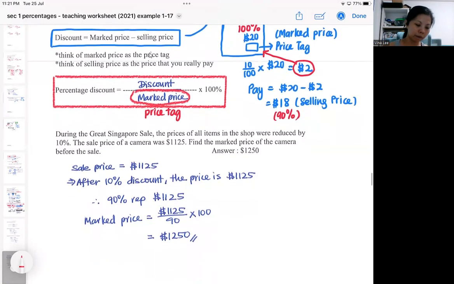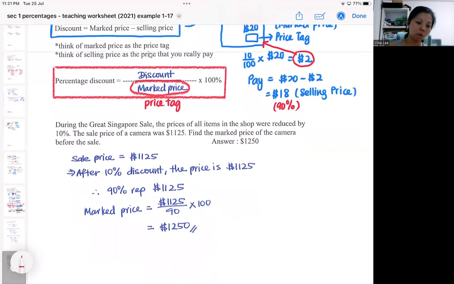For example, here, during the Great Singapore Sale, all the items were reduced by 10%. That means this is the percentage discount on the marked price. The sale price is $1125. Sale price means the selling price. So they are willing to sell the camera cheaper at $1125. This selling price is after a 10% discount.